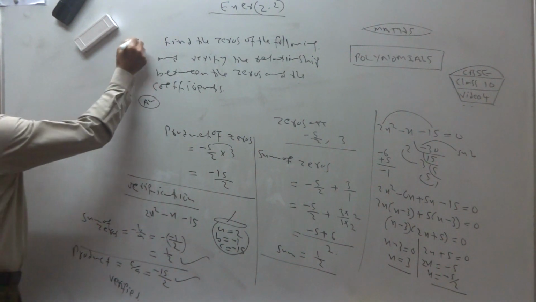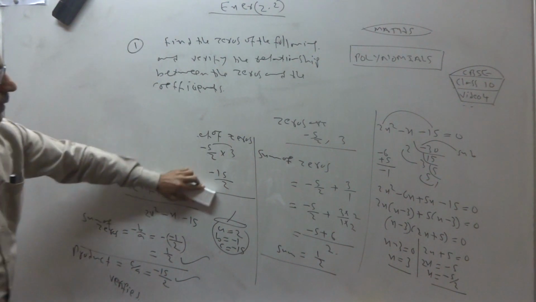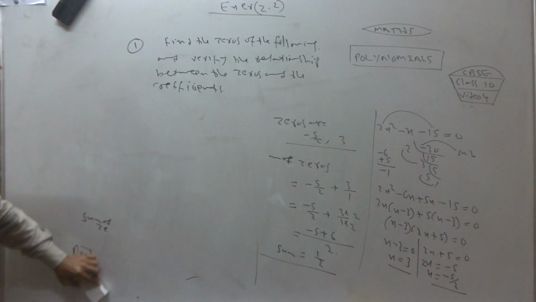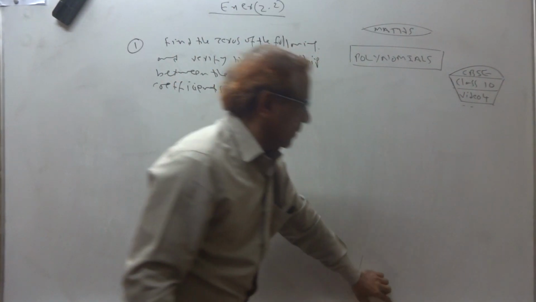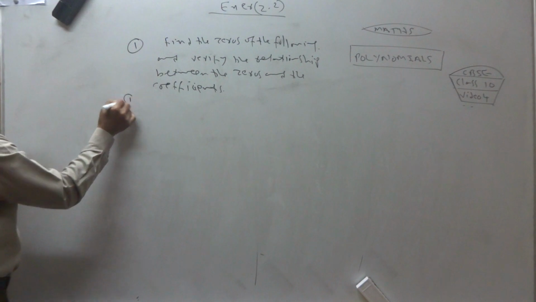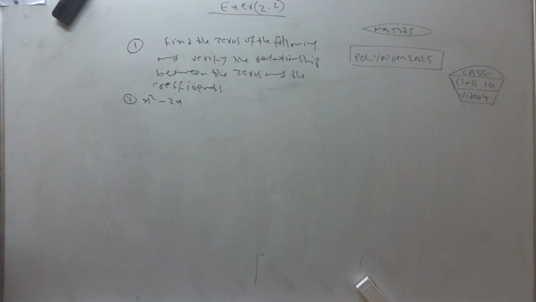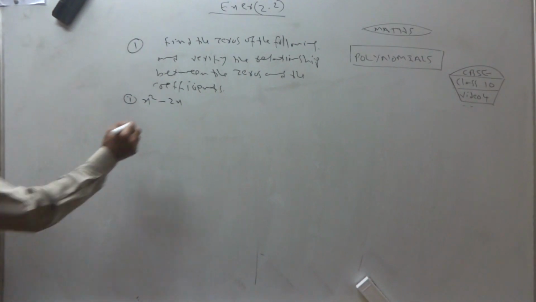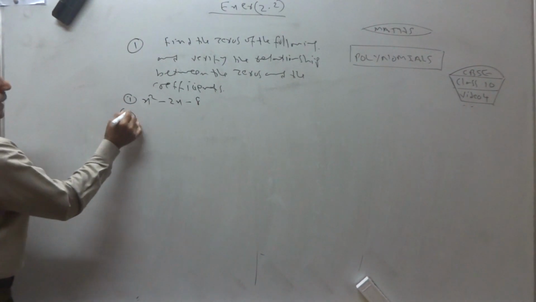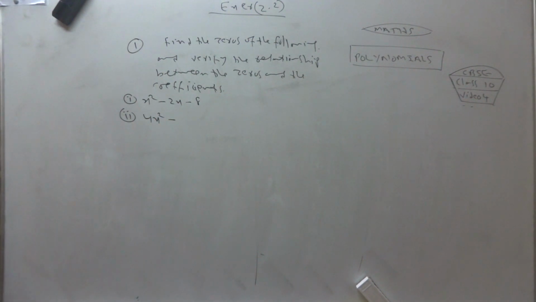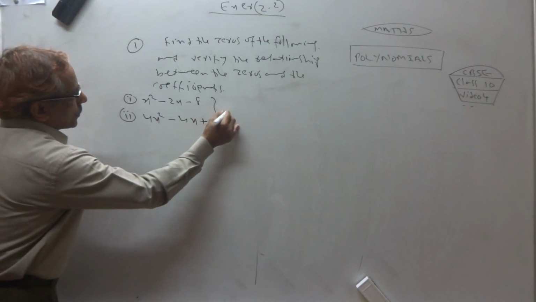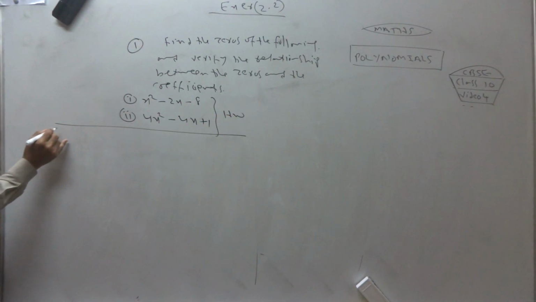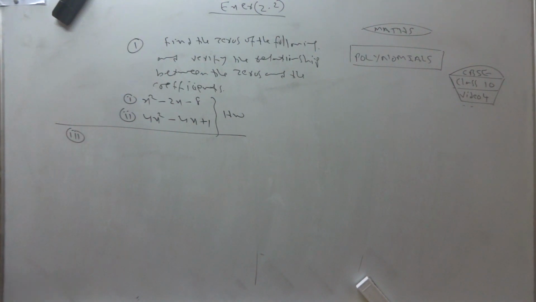Yes, see the textbook questions. The first, x square minus 2x minus 8. It's easy, you can do it. Second, 4x square minus 4x plus 1. These two you can do, homework questions. So I am doing the third one. Find the zeros and verify the relationship. See, this is the third question.